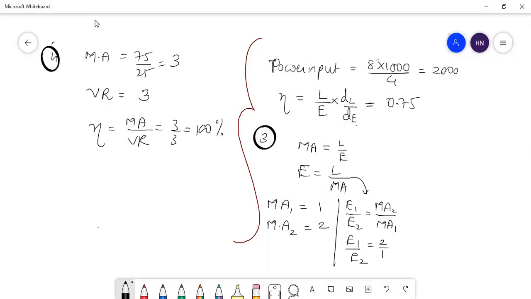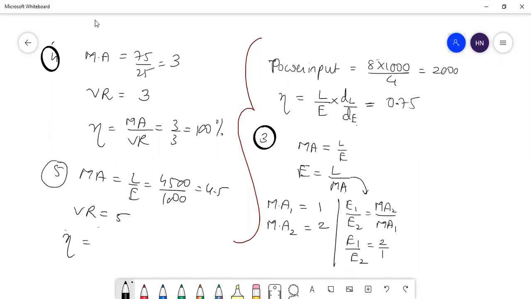It's similar to block and tackle only. In the fifth one, there are 5 pulleys. The effort is 1000 Newton and the load is 4500 Newton. So the mechanical advantage will be load upon effort, which will be 4.5. Then the velocity ratio: since there are 5 pulleys, the distance moved by effort will be 5 times the distance moved by load. So 5.